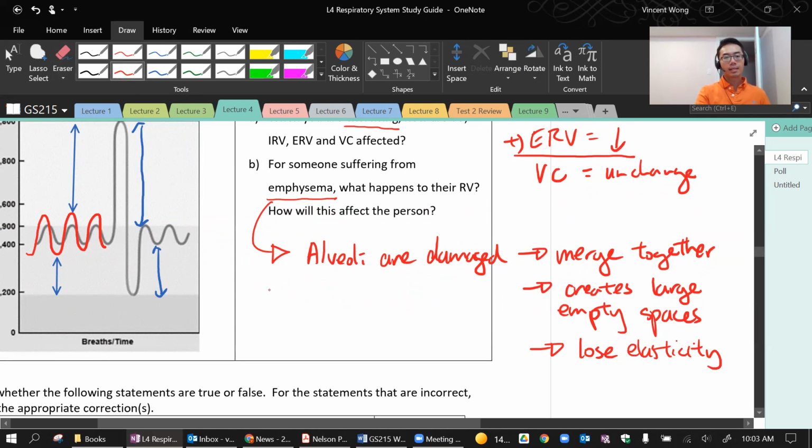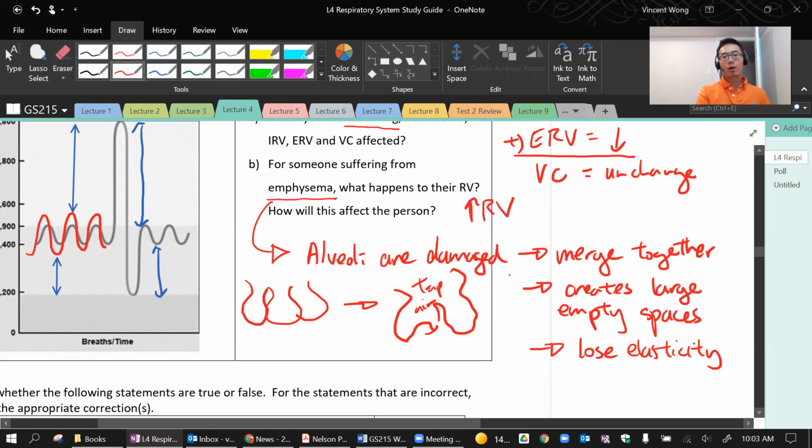Okay, so what happens is, instead of having a cluster of healthy alveoli, and I don't really know how to draw this nicely, if they're damaged, then they become a big empty space like this. Okay, it's all broken up. So this empty space will cause the air to be trapped. All this air will now become your dead air, your residual volume. So for someone who has emphysema, you will increase the RV.